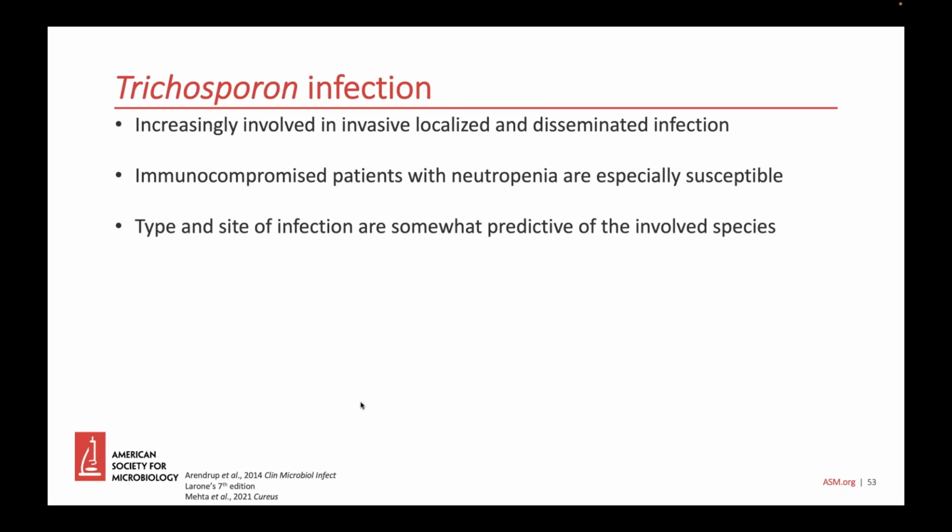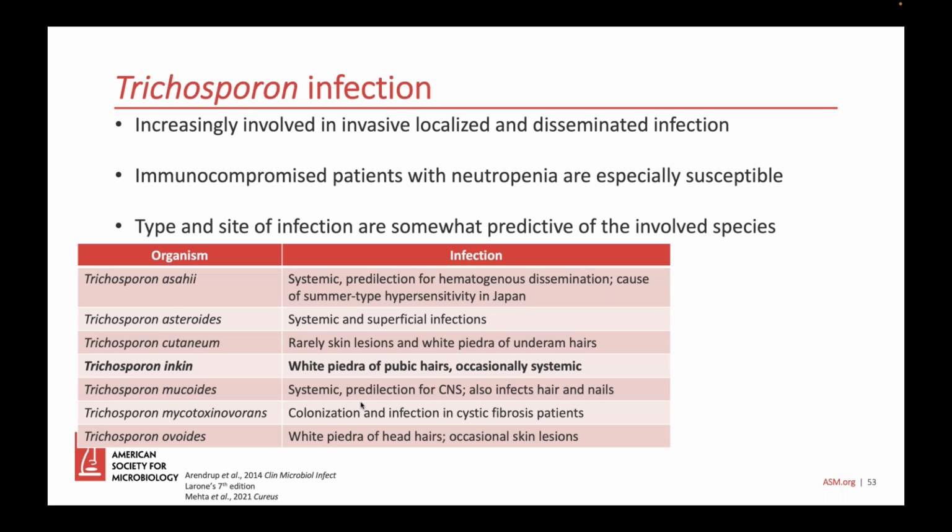The type and site of infection are somewhat predictive of the involved species. So here I've tabulated that. I won't labor this table with you, but essentially I've tabulated the organism and the infection that they can cause. When we look at Trichosporon inkin, it's really associated with white piedra of pubic hairs, and we'll talk about white piedra on the next slide just because it's interesting. And it's occasionally been associated with systemic infections. The one that we recover the most often in our lab, and I think is recovered the most often in most people's labs, is Trichosporon asahii, which causes systemic disease and has a predilection for hematogenous dissemination.